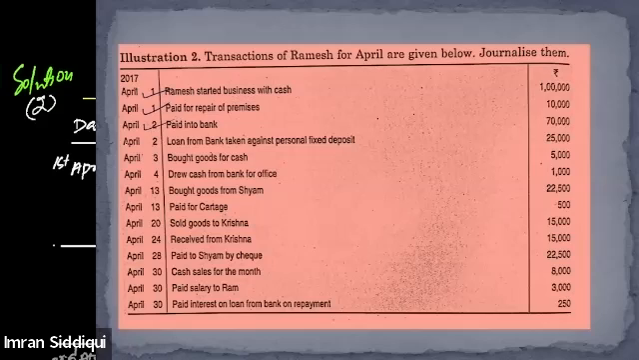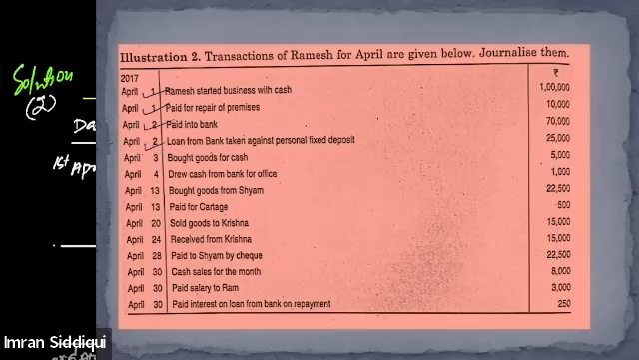Shall we move to the next transaction? Yes, sir. Next transaction says loan from bank taken against personal fixed deposit. Tell me, loan from bank taken: bank account debited to bank loan account. Why is that? Why will we credit the bank loan account? No, sir. I said bank account debited to bank loan account.